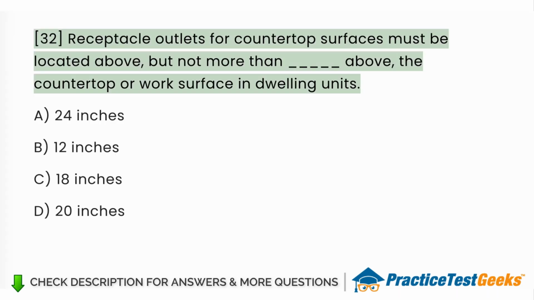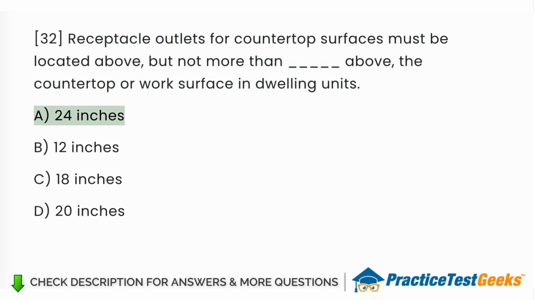Receptacle outlets for countertop surfaces must be located above, but not more than above, the countertop or work surface in dwelling units. A. 24 inches. B. 12 inches. C. 18 inches. D. 20 inches.